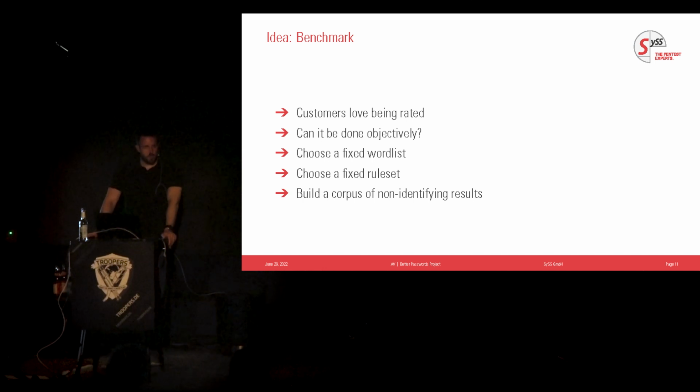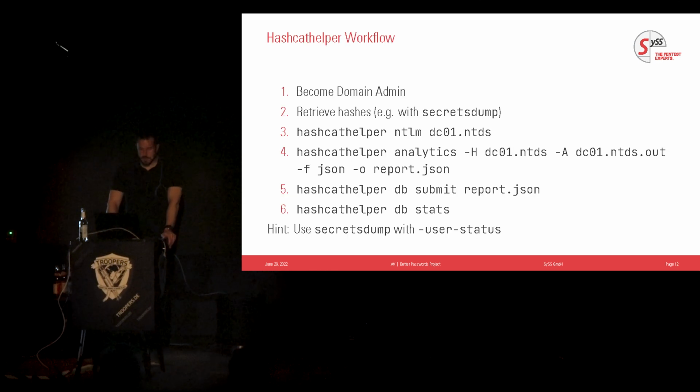But I want to stress that we only store non-identifying statistical results in this database. We don't store any passwords or anything like that. It's just statistics. And this database is what I call the Better Passwords project. For this, I wrote a tool called Hashcat helper, and the workflow goes like this.